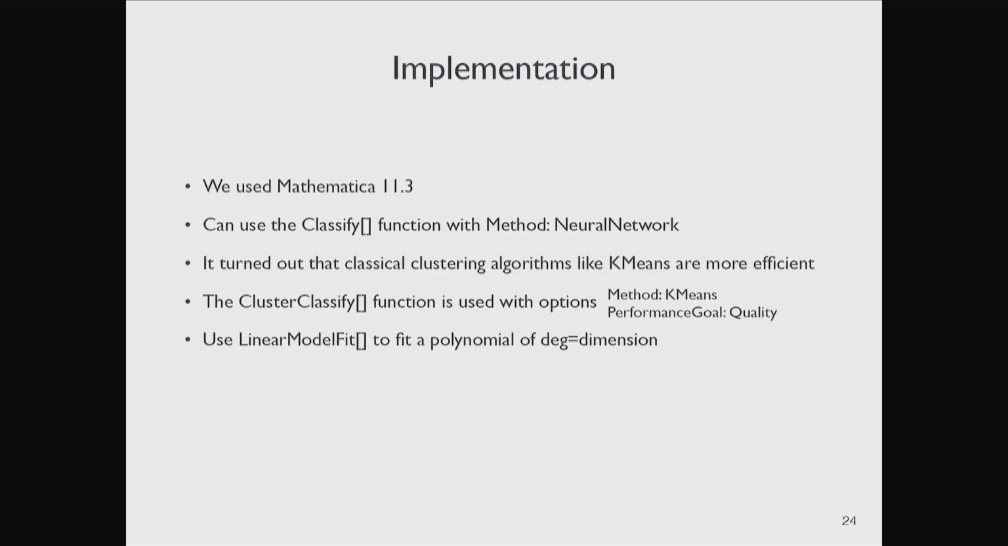Okay. So how we did this practically: we used Mathematica 11.3. We tried to use a neural network for this, but it was not really a promising approach. You can just use k-means clustering to cluster the data into these different classes, and it worked really well. We used the ClusterClassify function with the method k-means and performance goal quality. This is the Mathematica slang. And then we use LinearModelFit to fit a polynomial. It's really simple.